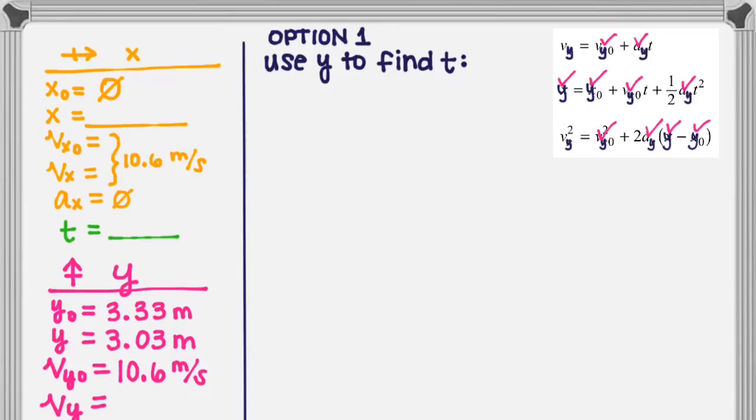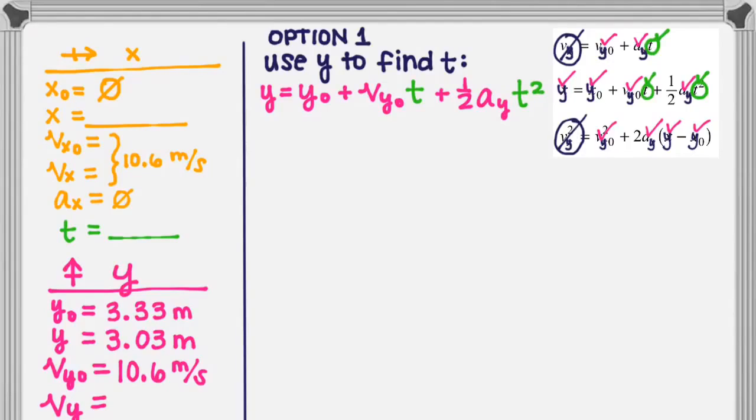And then time is ultimately what I'm looking for, so I'll check them off and circle them because that's what I want. But the problem is it's leaving me with these Vy's. I don't know those Vy's, and so I can't use those equations, which means there's only one equation that I could use if I wanted to find time with the y direction information. The thing is, if you were to use this, nothing's going to cancel out.